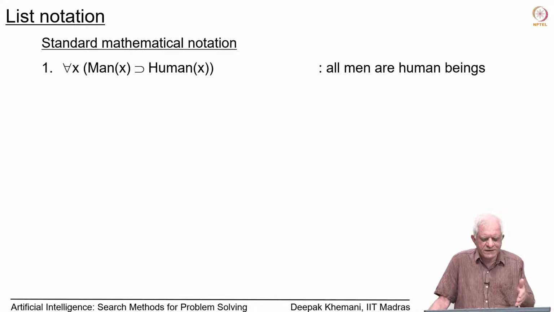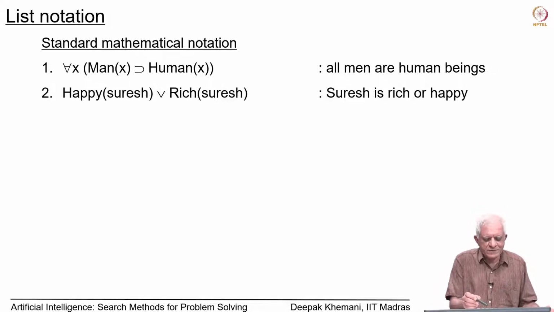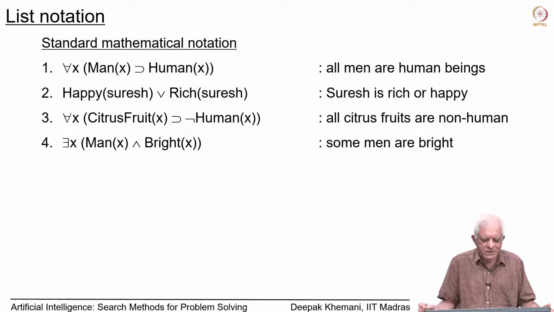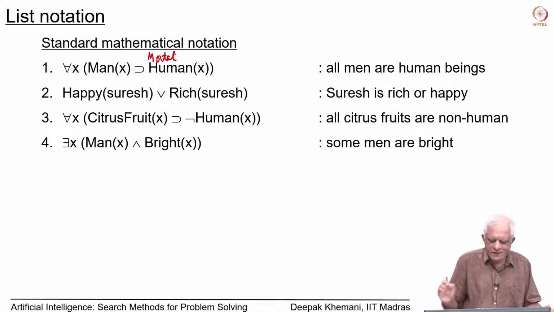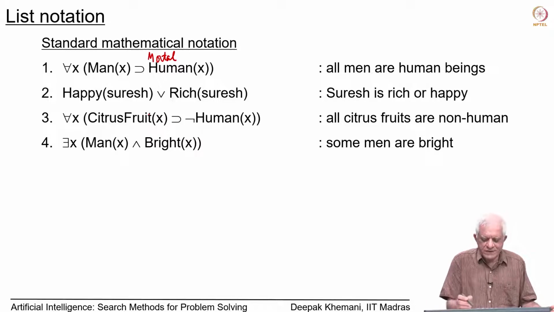So, if you have a standard mathematical notation, the first one says that all men are human beings. This is in the language of logic that we have been talking about. If you replace this with mortal, then it will give us one of the statements we use in the Socratic argument. Man x implies mortal x, all men are mortal. The second one says Suresh is rich or Suresh is happy. The third one says that all citrus fruits are not human.